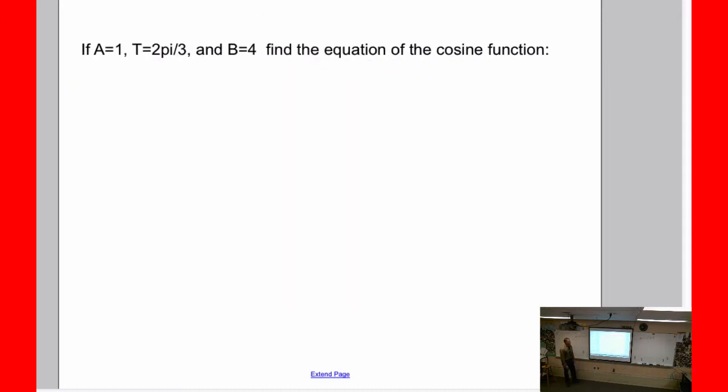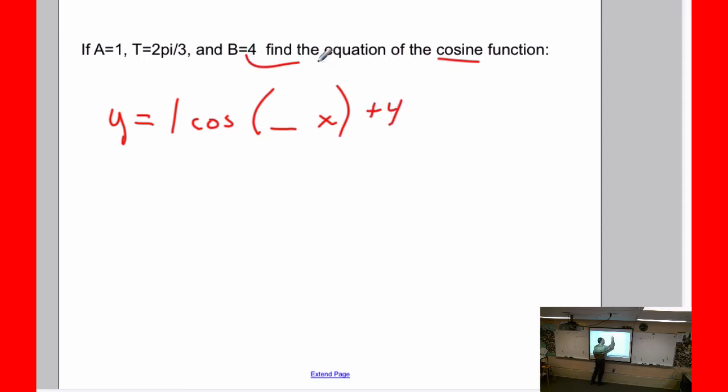A is 1. Period is 2 pi over 3. B is 4. Find the equation for the cosine function. So y equals amplitude 1. What comes next? Cosine, because we're dealing with cosine of something x. We'll come back to that something. Plus 4, because of that.